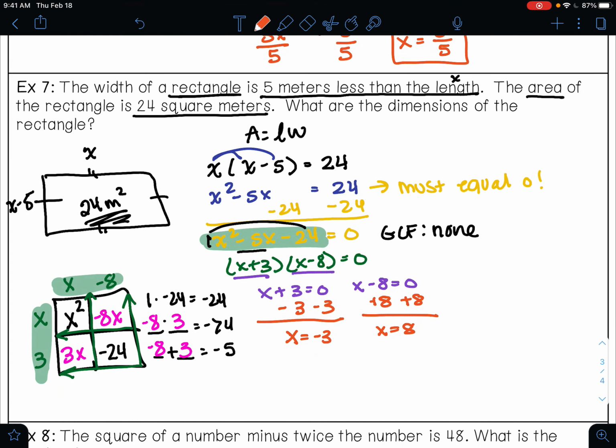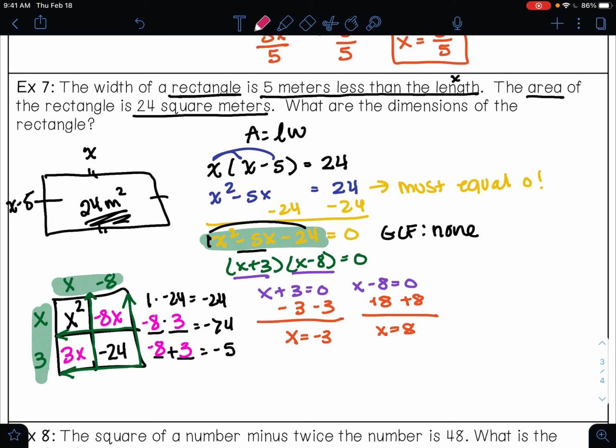In these types of word problems, it's going to require you to use your brain a little bit. And you have to think about what is reasonable. If I have x equals -3, what does that mean? Well, that means that the length is -3 meters. Does that make sense? No. You cannot have negative length.